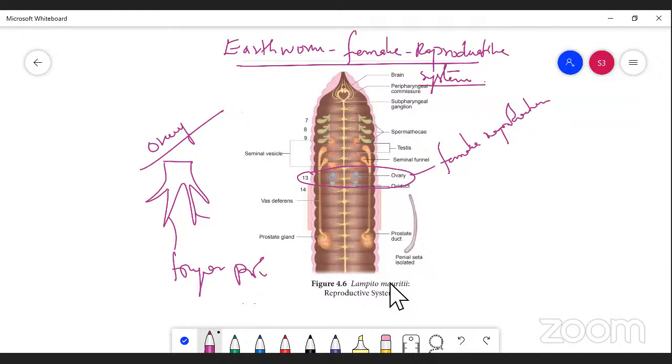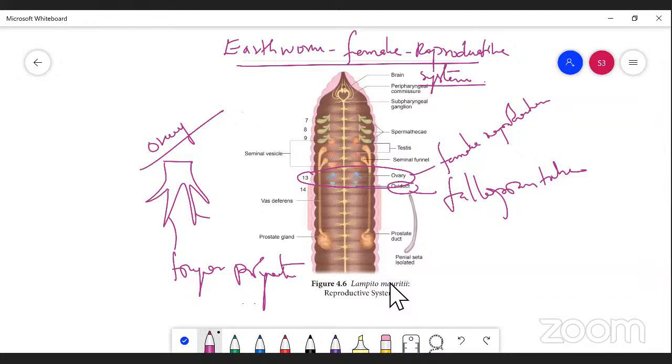The finger-like projections form a funnel-shaped structure. It contains the oviduct, which opens to the genital pores on the ventral surface of the 14th segment. The finger-like projections of the ovary are open to the oviduct. The oviduct is otherwise called the fallopian tube, and the fallopian tubes connect with the common opening.